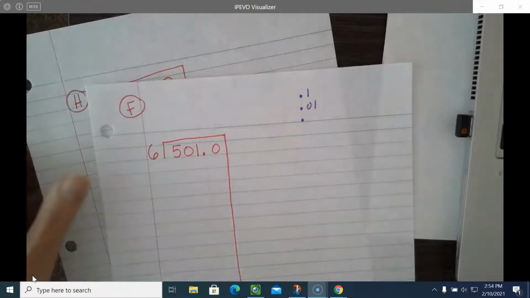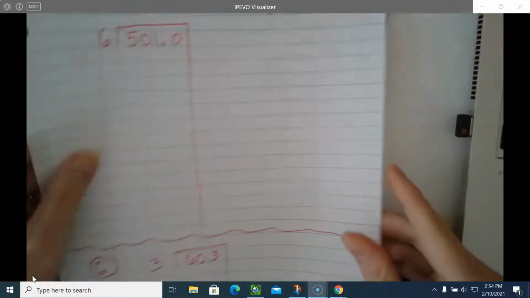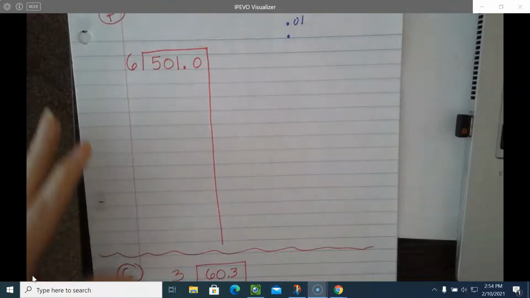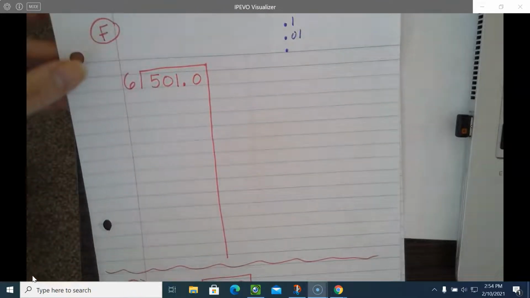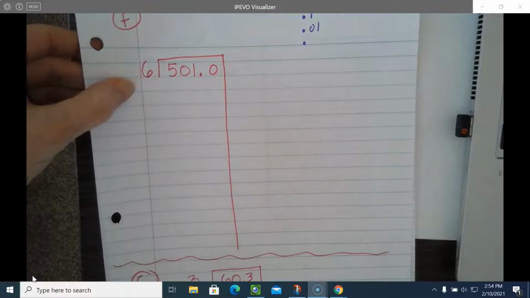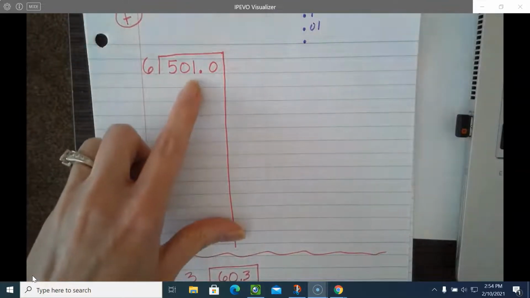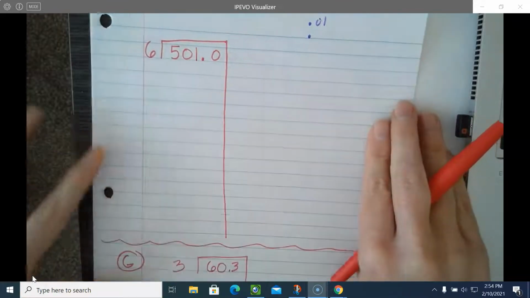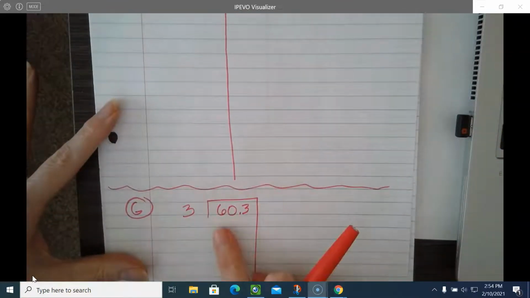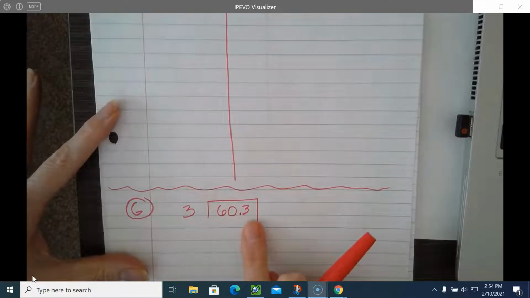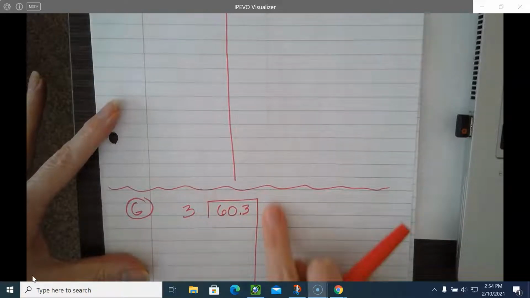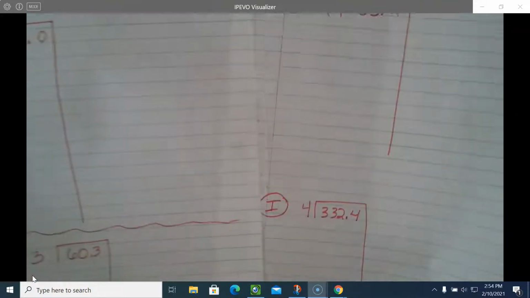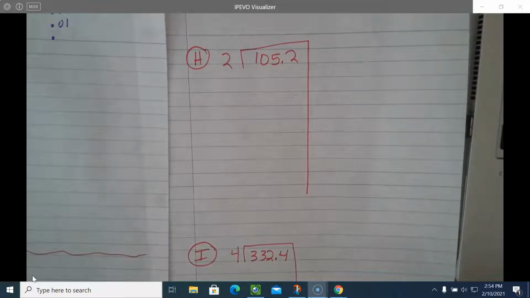I'm just going to help you get your paper set up right now. So I have 2 sheets of scratch paper, and I have the first 2 problems on this page right here. So 501, this is letter F. 501 and 0/10 divided by 6, and I've got my bracket, and I've left myself some room for my ratio table. And then for letter G, I have 603, and then my divisor is 3 for that one. That's letter G. Then H and I are right from that page as well.